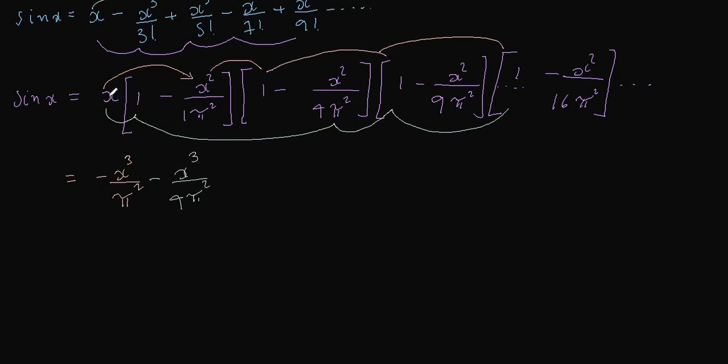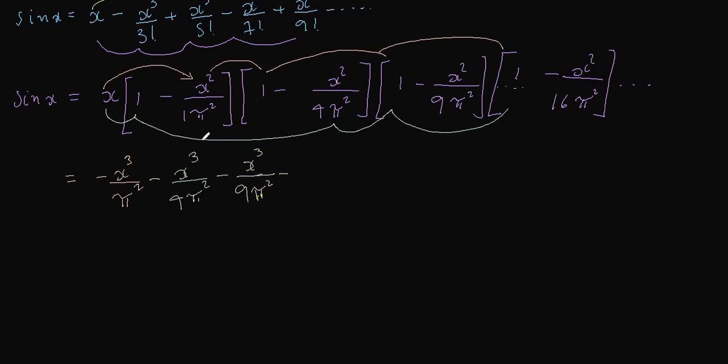So we take the first x, multiply by the first one, now we multiply by the second one, and the third term we multiply by this guy. So that's going to give us x times 1 is x, times 1 is x again, and then times minus x squared over 9 pi squared is going to give us minus x cubed over 9 pi squared. And we do this, and you can see the pattern here.